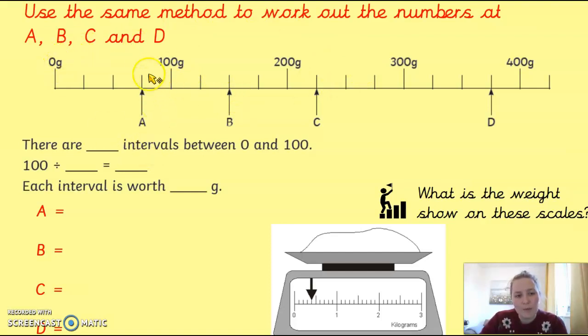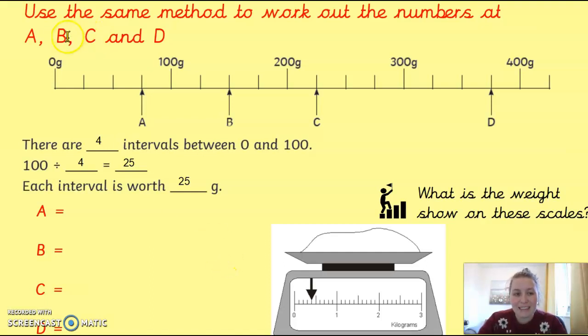What do I know? If I'm trying to work out 0 to 100, there are 1, 2, 3, 4 gaps. Okay, 4 intervals. So I could write here, there are 4 intervals between 0 and 100. 100 divided by 4 equals 25. So each interval is worth 25 grams. Hopefully that made sense to you.